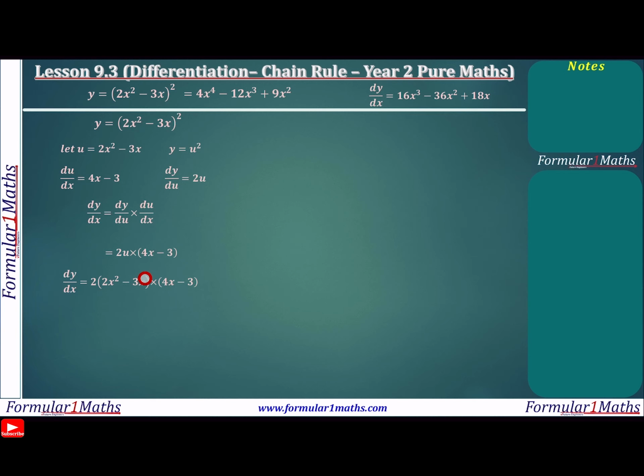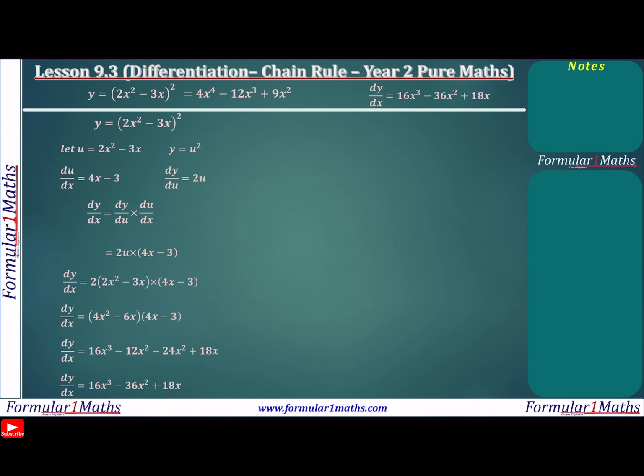Now let's simplify this and see if it's the same as that. First of all, I'll expand 2 into this bracket to get (4x squared minus 6x) times (4x minus 3). Then I'll expand the two brackets to get 16x cubed minus 12x squared minus 24x squared plus 18x. Minus 12x squared and minus 24x squared are like terms, so if you combine them, we end up with dy/dx equals 16x cubed minus 36x squared plus 18x, which is the same as that.